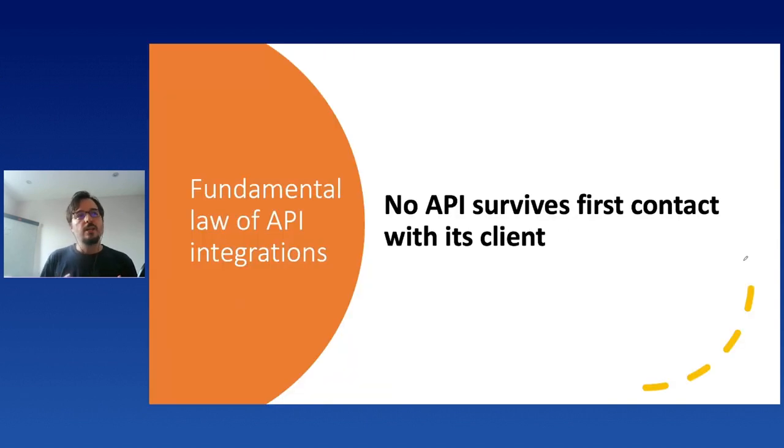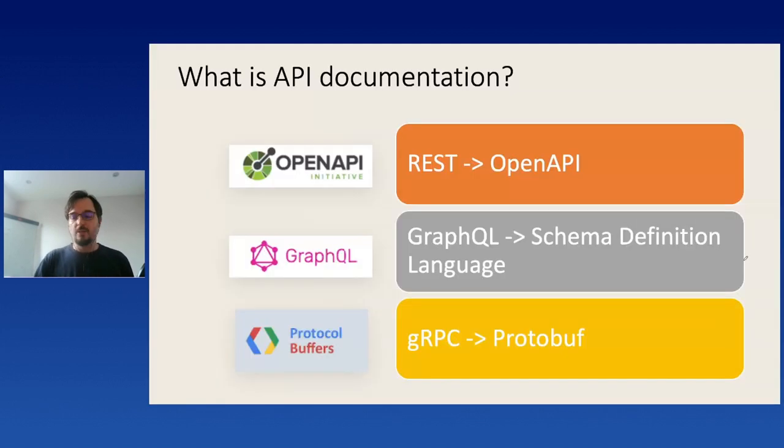Now, the thing is, these situations are so common, they happen so often that they've led me to think that there is a kind of fundamental law of API integrations, which is that no API survives first contact with its clients. Think of it: how many times have you been able to release a backend and a client for an API and make them work for the first time? I'm not sure it's ever happened to me. So the important question here is what we can do to manage this risk of failure and to reduce it. The first thing we need is documentation.